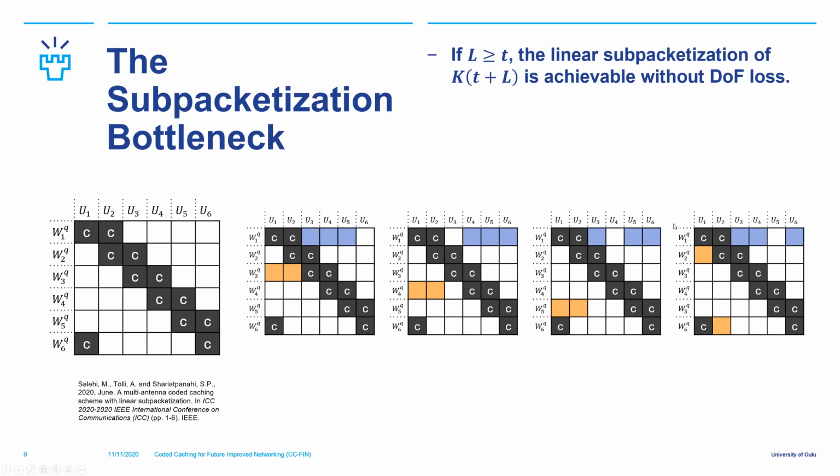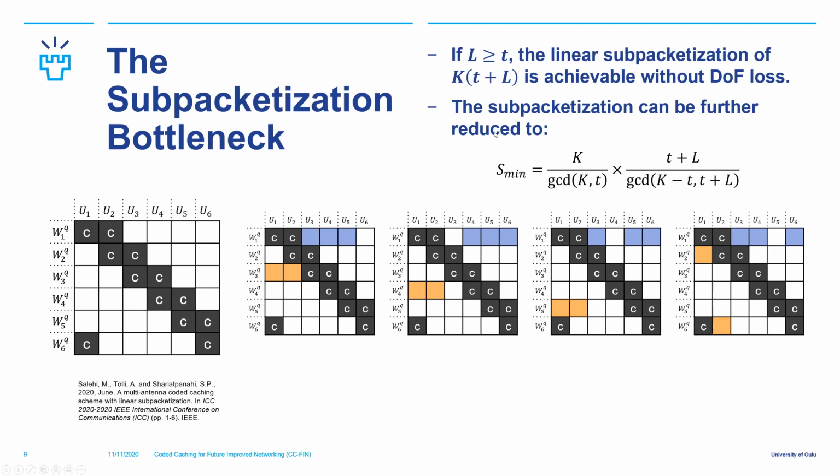And we have shown that with this kind of a scheme, these 2 elements are shifted vertically, and these 3 are shifted horizontally. You can see that we are shifting these 3 blue cells horizontally and these 2 orange cells vertically. With this kind of algorithmic approach, we can achieve this reduced subpacketization of K times T plus L. In another paper, we have shown that subpacketization can be further reduced by a multiplication of 2 GCD terms. GCD is the greatest common divisor. And we have shown that under specific conditions, this is optimal, and we cannot go below this.